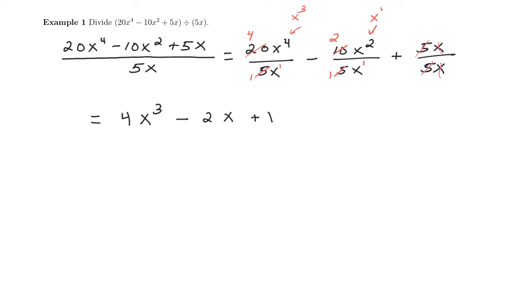So this is what it looks like to divide two polynomials. It turned out to be relatively easy just because what we were dividing by was one single term, 5x. And this is a decent approach for it.